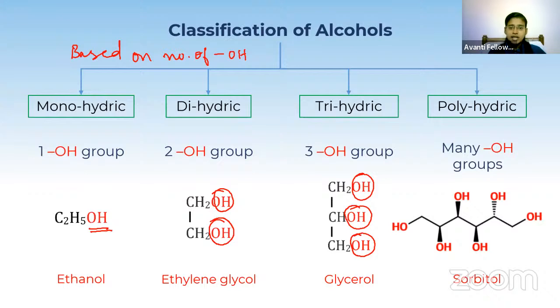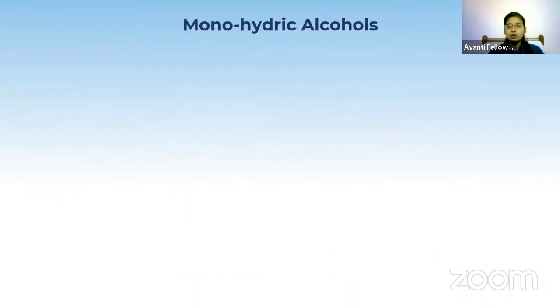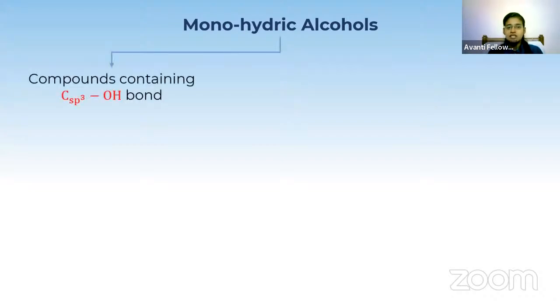So now let me take monohydric. Let us study the monohydric alcohols. Now, I am going to classify this monohydric alcohol into two based on the hybridization. First, the sp3 hybridized system: compounds containing carbon as sp3, which is attached to the OH bond.